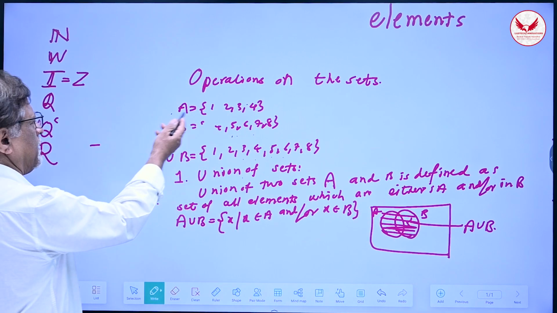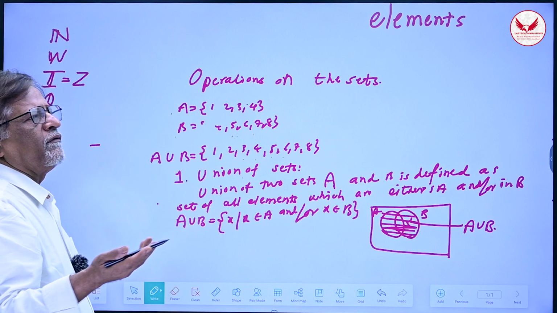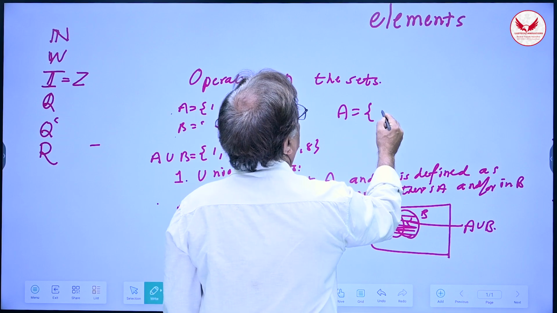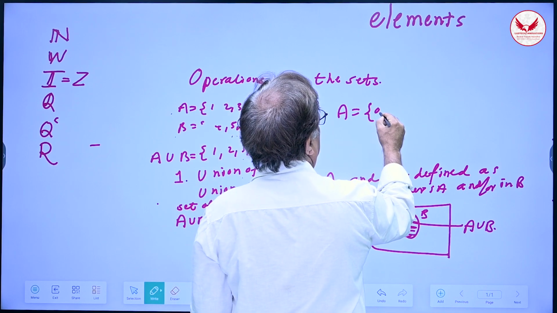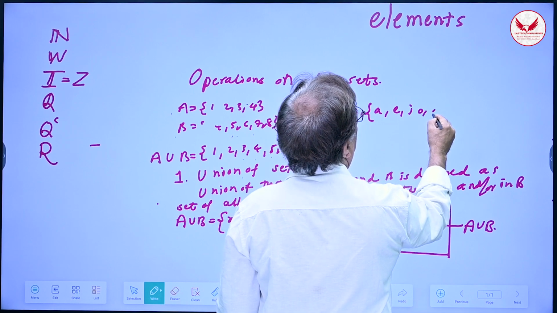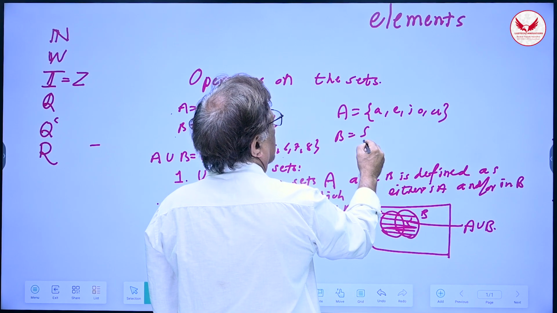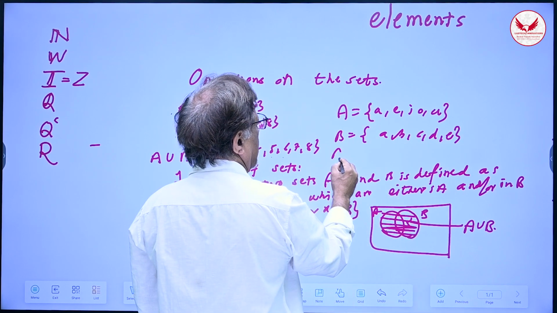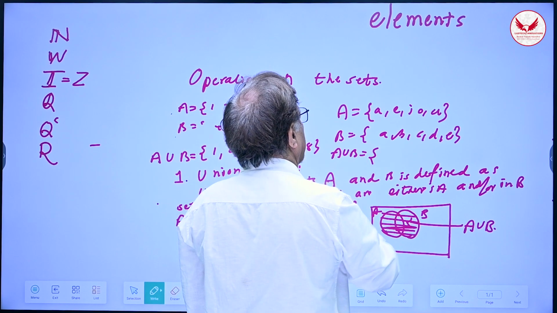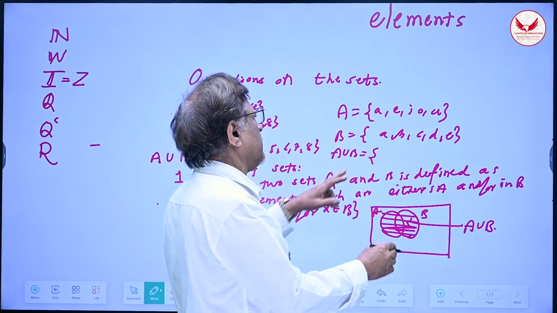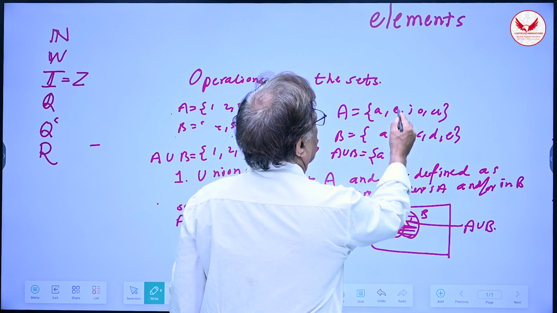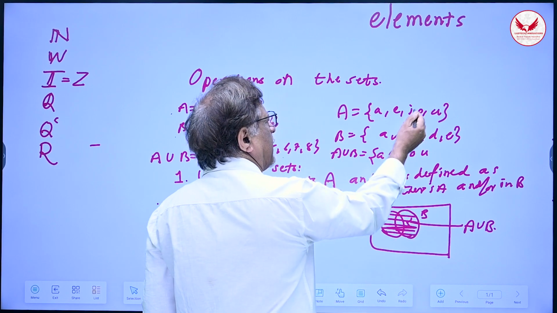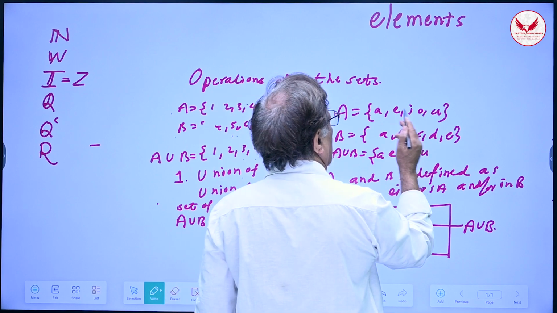So for example, in this case, I can give you many examples. Suppose A contains all vowels: A, E, I, O, U. And B contains A, B, C, D, E. Correct? So what will be A union B then? Every element in A union B has to either belong to A or B. If it is in A, it has to be here. All the elements of A have to be in here: A, E, I, O, U. All the elements.